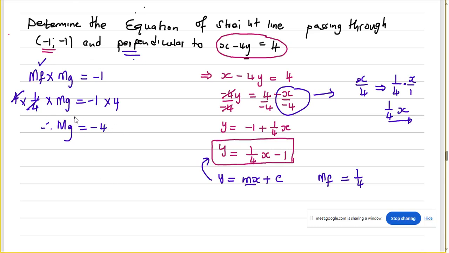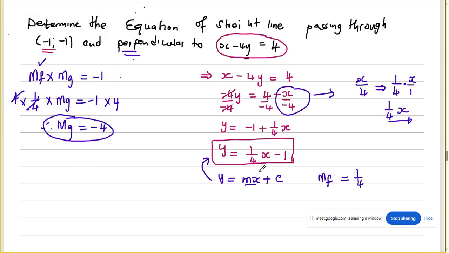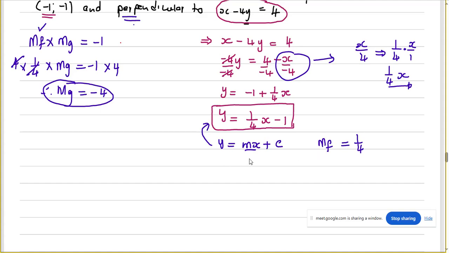I'm going to give you a tip. The best way to do this. Please listen. There is a way that you can work this out. So if the gradient of the first one is 1 over 4, just know that the gradient of the second equation will be the inverse of this with an opposite sign.